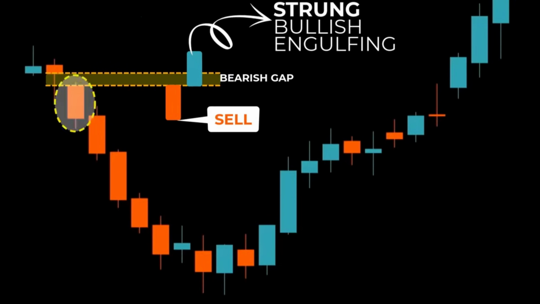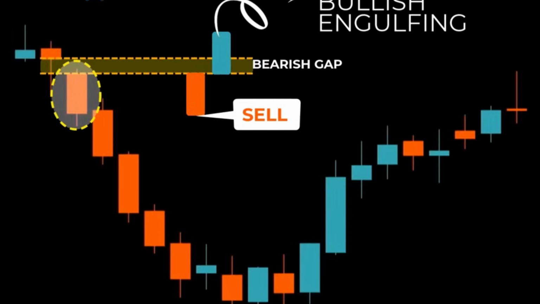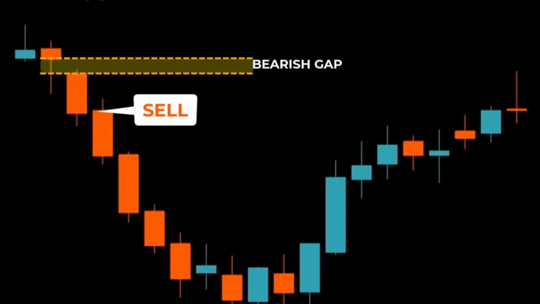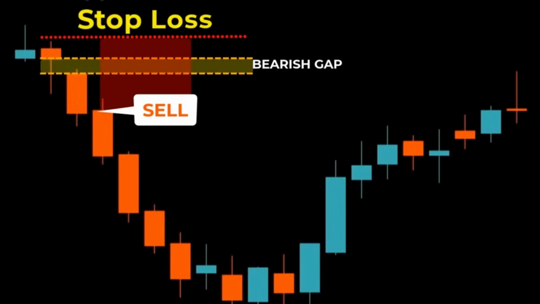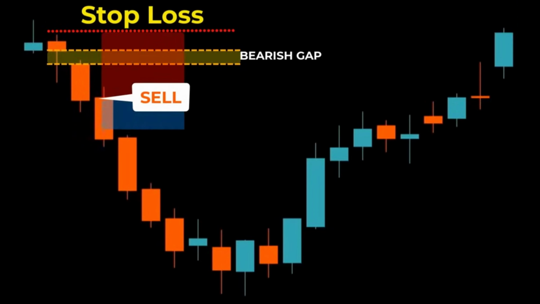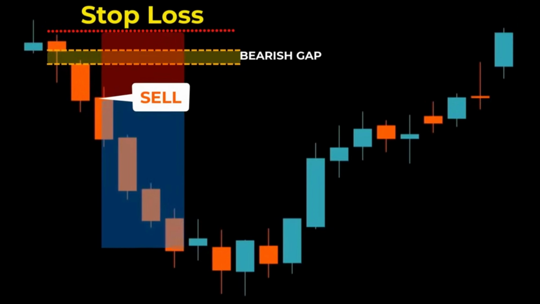The price dropped and formed a strong bearish candle, a clear sign that the market is committed to continuing its bearish trend. So, the right move: enter a sell position on the next candle's open and place your stop loss just above the previous candle before the gap. And boom! The price plummets rapidly, locking in massive profits for traders who caught this setup.